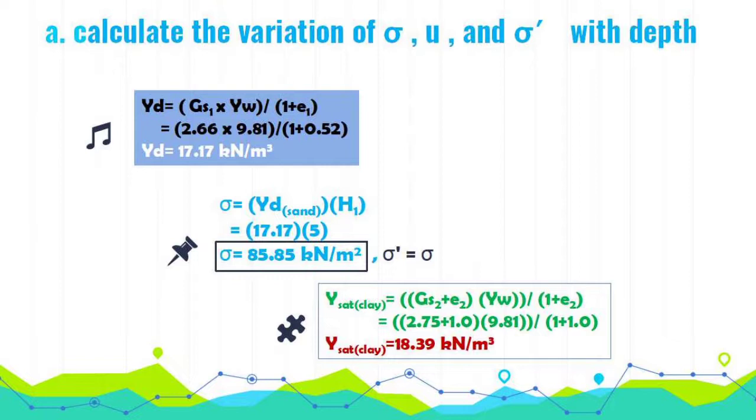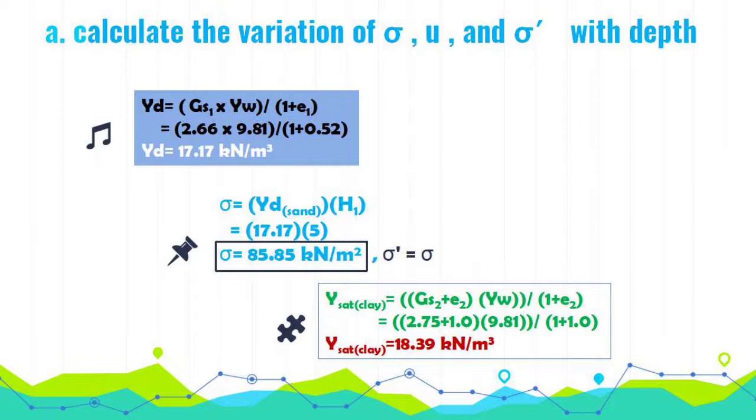Next is calculating the saturated unit weight of clay using the equation: the quantity of the specific gravity of clay plus the void ratio multiplied by the unit weight of water all over 1 plus the void ratio. Substituting all the values, we have the value of the saturated unit weight of clay to be 18.39 kilonewtons per cubic meter.